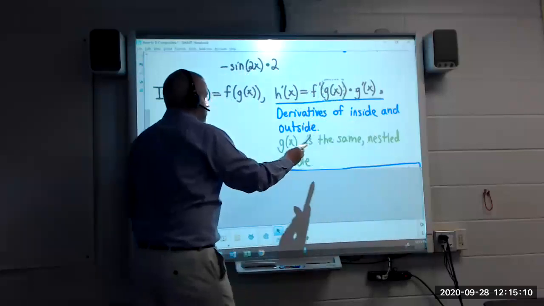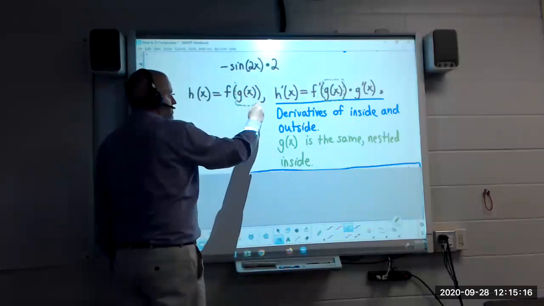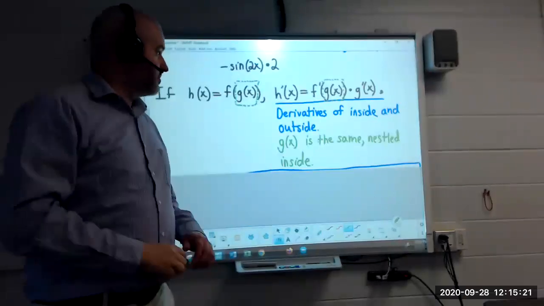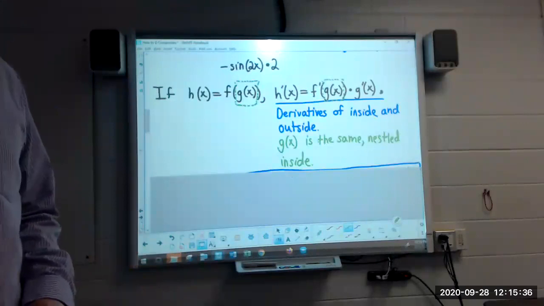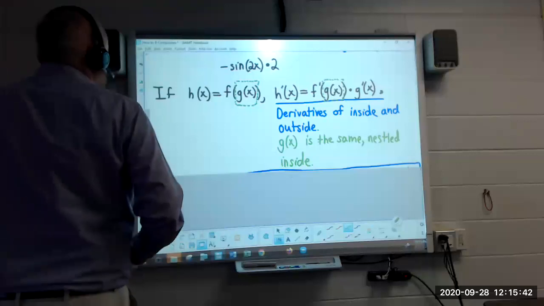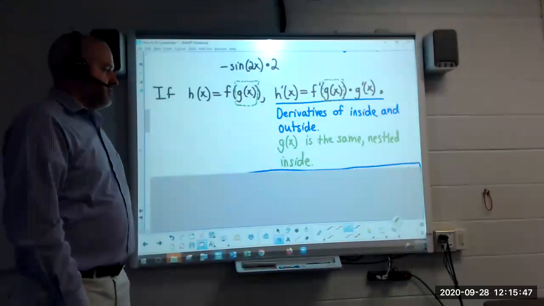Notice how g of x, just like it's here inside of f, nestled nice and safe inside, snug as a bug in a rug, it's nestled nice and safe inside of f prime. So that part doesn't change, the g of x. It stays inside of f, whether it's f prime or f. So again, chain rule, using the same notation that we introduced this with, h prime is going to be f prime of g times g prime.